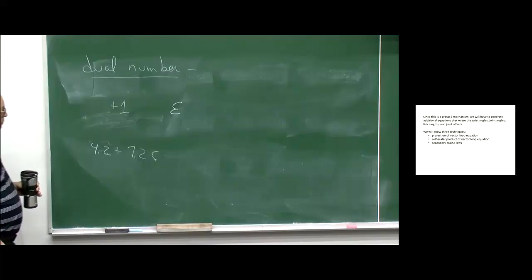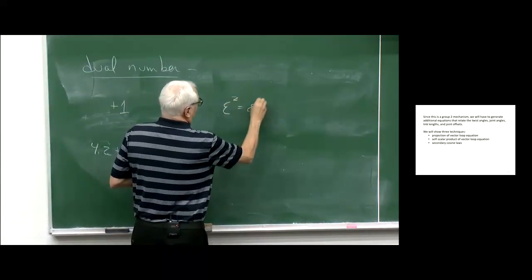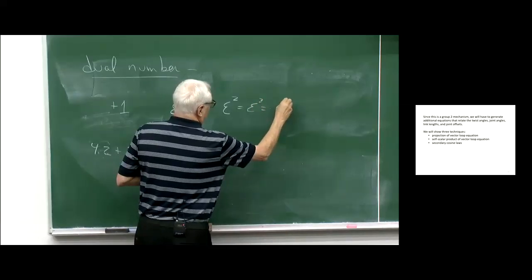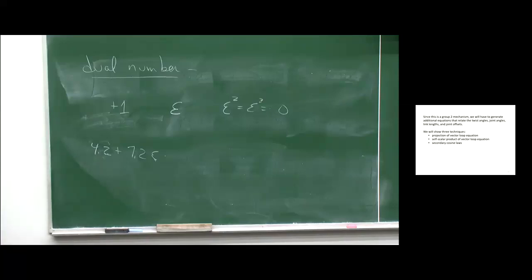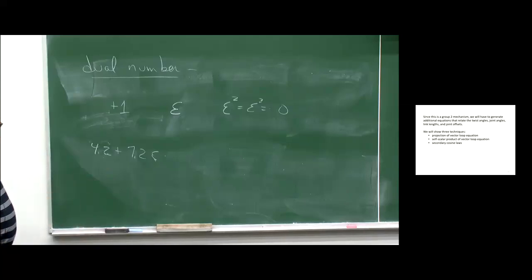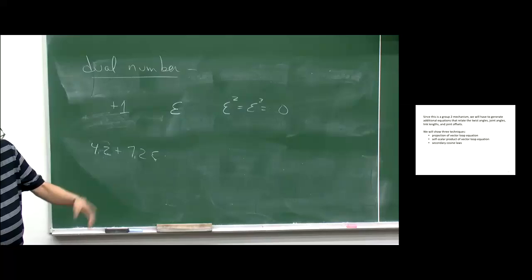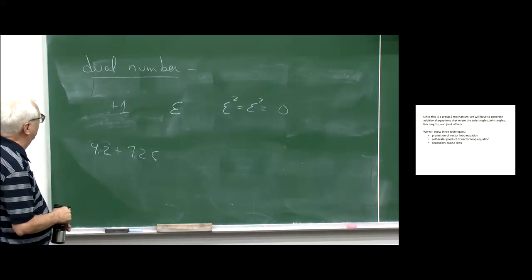Now what's special about epsilon? What's special about epsilon is that epsilon squared equals epsilon cubed equals 0. And that's our definition. Wow, okay. What we're going to do is start off with how to add dual numbers, multiply dual numbers, subtract dual numbers, and divide dual numbers. So we're off on this side story, and somehow it's going to lead us to equations and something called secondary cosine laws. Okay, so it's kind of a weird operator.